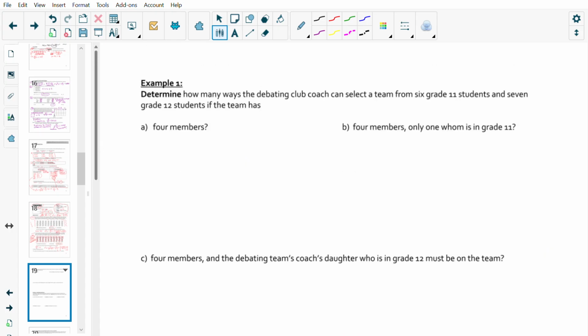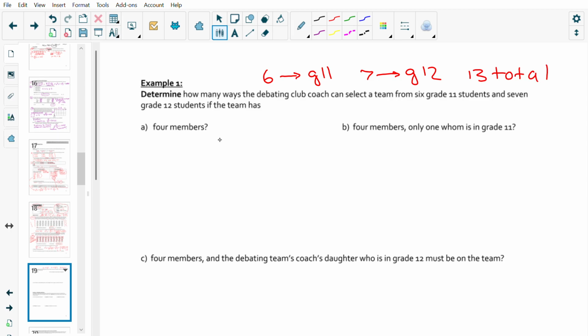Okay, let's go over some examples. Example 1. So examples of combinations. Determine how many ways the debating club coach can select a team from 6 grade 11 students and 7 grade 12 students if the team has 4 members. So I have 13 members total. 13 total. This is important.